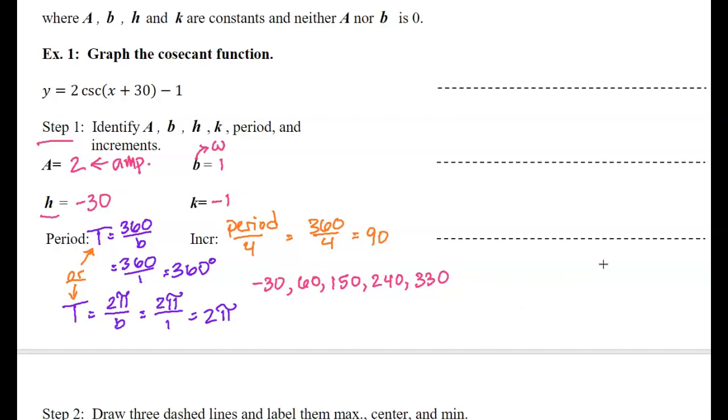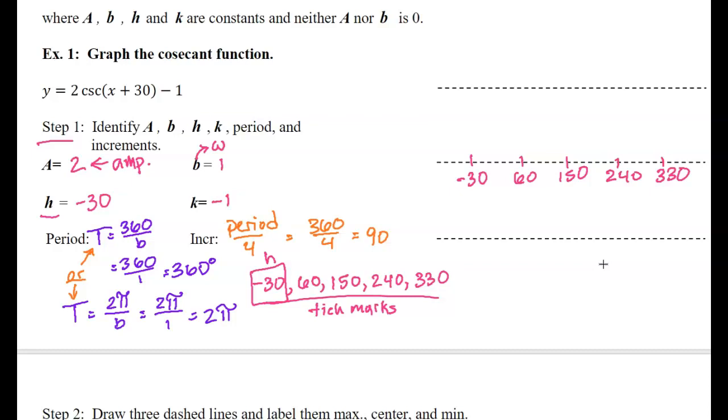So then the next step, it doesn't matter which you do first, your x values or your y values. I always like to do the x values because we should have already found them. We always start at the h value. Always start at h. Negative 30, 60, 150, 240, and 330. Now that we've completed writing the x values, now we have to figure out the y values.